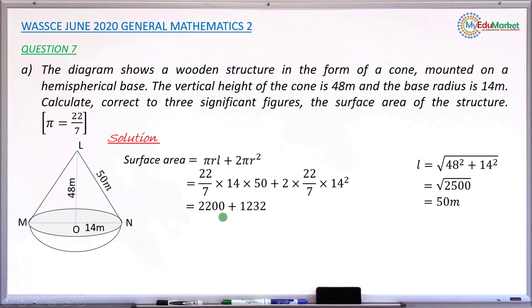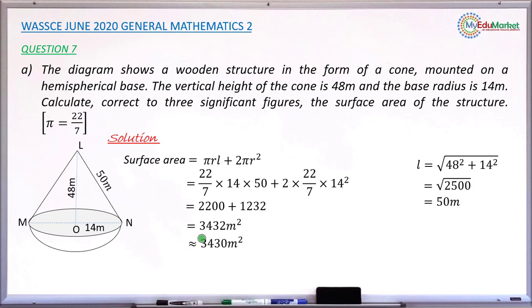Adding these two values correctly gives the surface area of the structure as 3,432 meters squared. The question asks us to give this result correct to three significant figures. So we need to approximate this answer to three significant figures. That gives 3,430 meters squared. This is the surface area of this structure, and that answers the question.